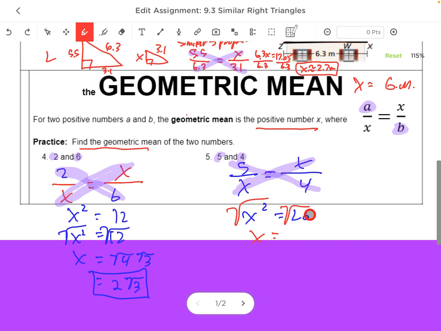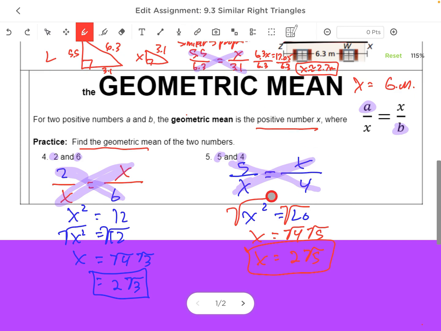So the square root of 20, we know, can be rewritten as square root of 4 times the square root of 5, right? So that means x is equal to 2 square roots of 5. Okay, so that's our answer on that one as well.